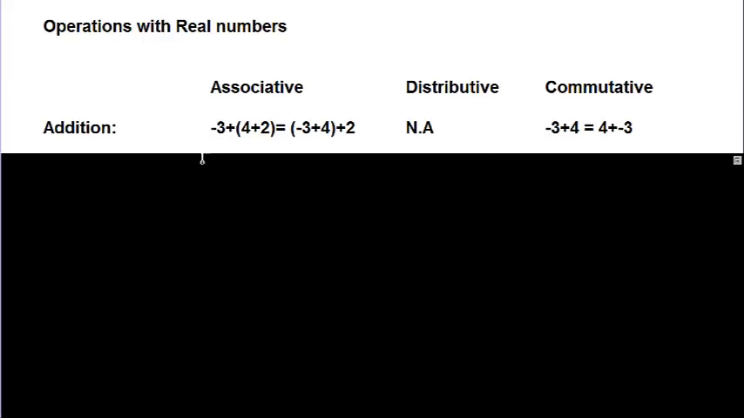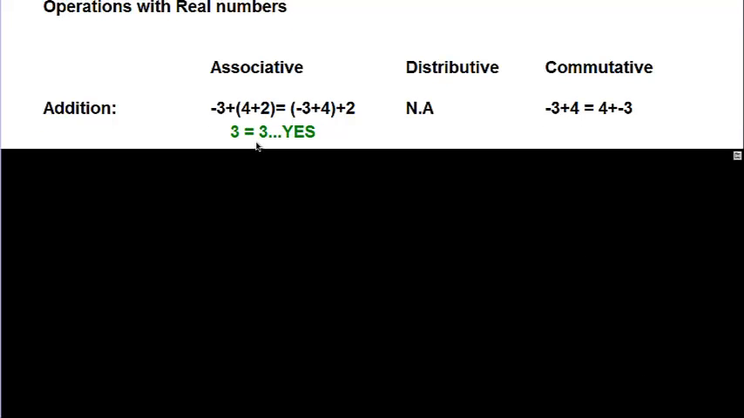Let's look at addition. First of all, is it associative? Well, is negative 3 plus (4 plus 2) the same as (negative 3 plus 4) plus 2? Yes. And this is going to be true of any addition situation like this. If we change the grouping but not the order, it is going to work. Therefore, addition is associative. Addition is also commutative. If we change the order of the numbers, negative 3 plus 4 is the same as 4 plus negative 3.